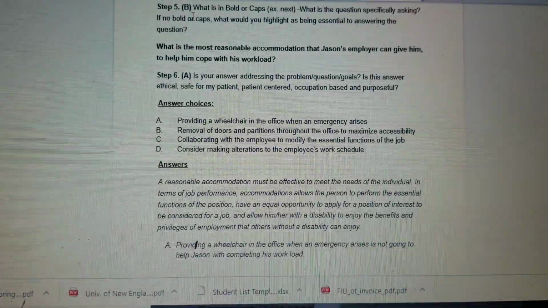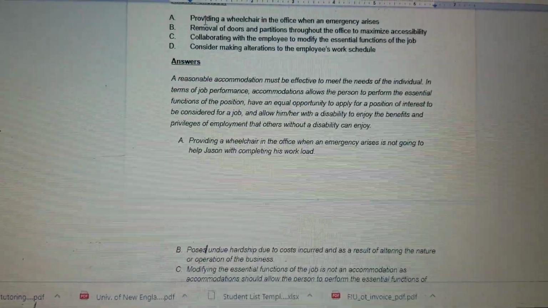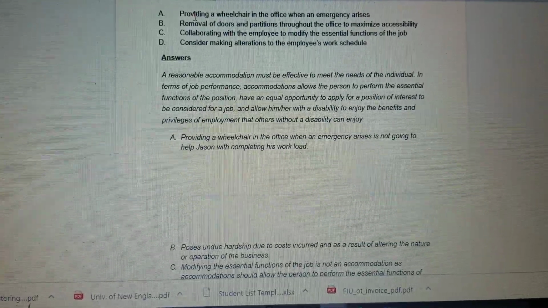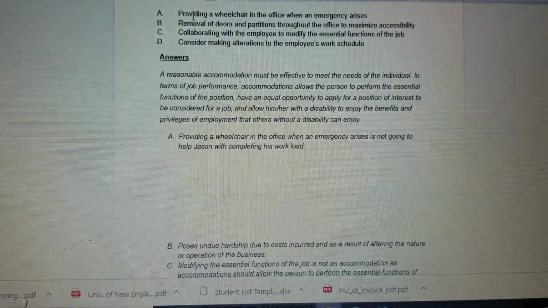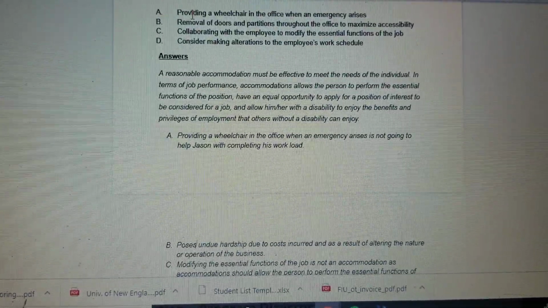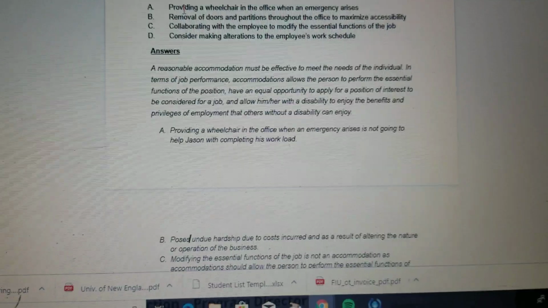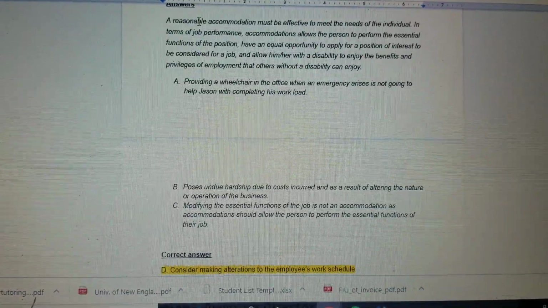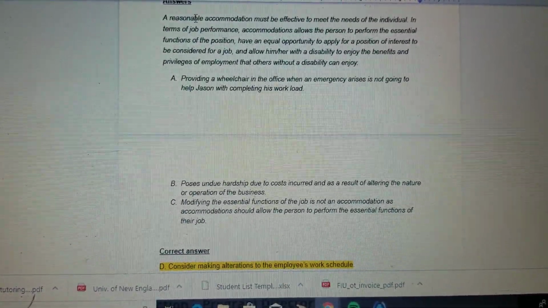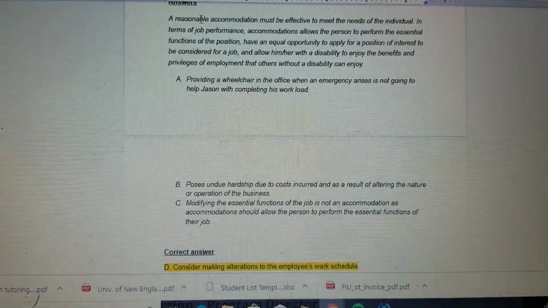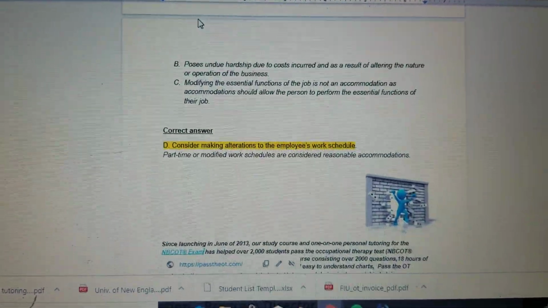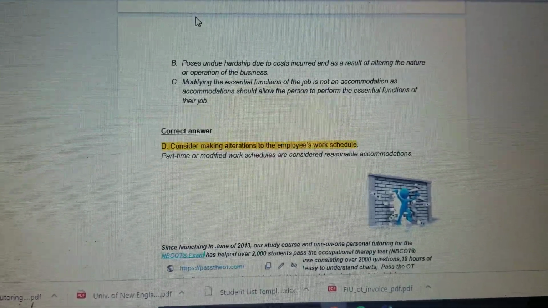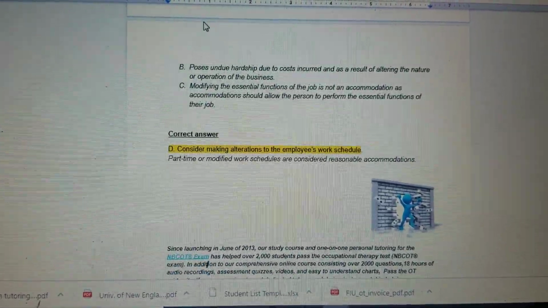Therefore, A is not the correct answer. Providing a wheelchair in the office when an emergency arises is not going to help Jason with completing his workload. B is not correct because it poses undue hardship due to costs incurred and as a result of altering the nature of operation of the business. C is not correct because modifying the essential functions of the job is not an accommodation, as accommodation should allow the person to perform the essential functions of the job. Therefore, the correct answer is D. Consider making alterations to the employee's work schedule. Part-time or modified work schedules are considered reasonable accommodations.